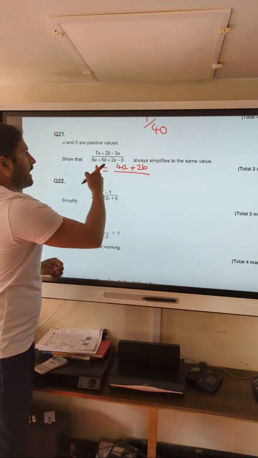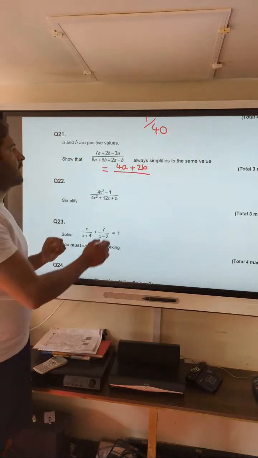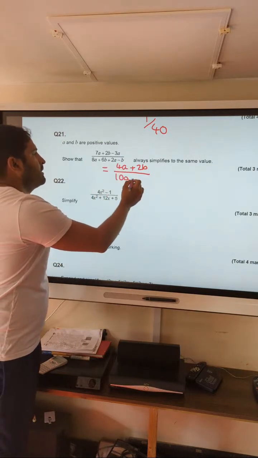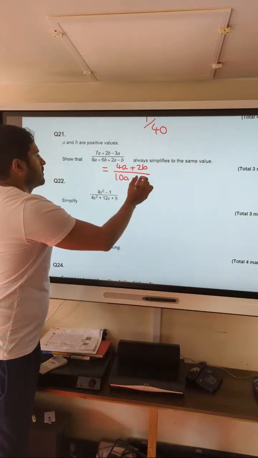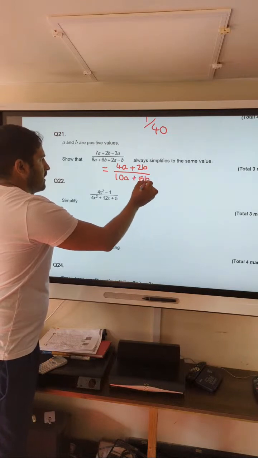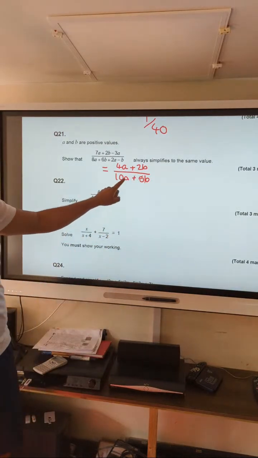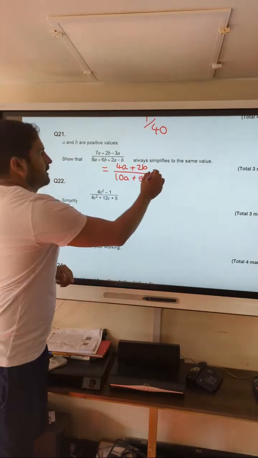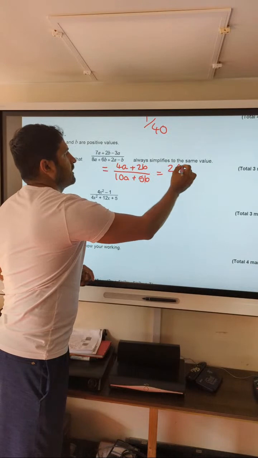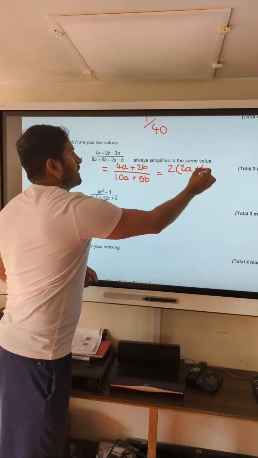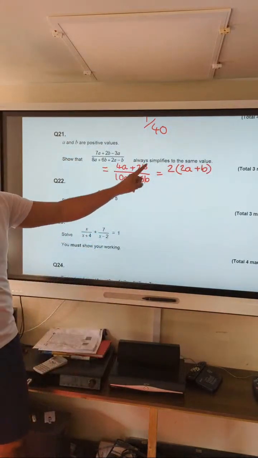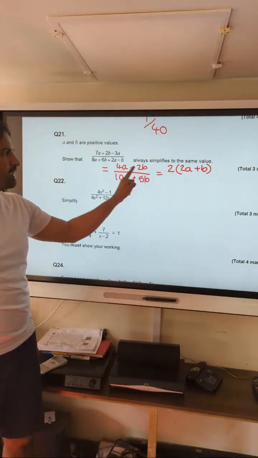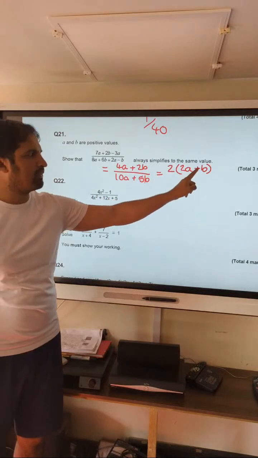Okay, and at the bottom, 8a plus 2a gives you 10a, and then 6b minus b gives you 5b. So you can see that common thing here anyway. I can factorize out 2 from the top part, and it gives me 2 times 2a plus b. If you understand that factorization, just have a look at it. 2 goes into 4, 2 goes into 2. So I can factorize that 2 out, so you can write it as 2 times 2a plus b.